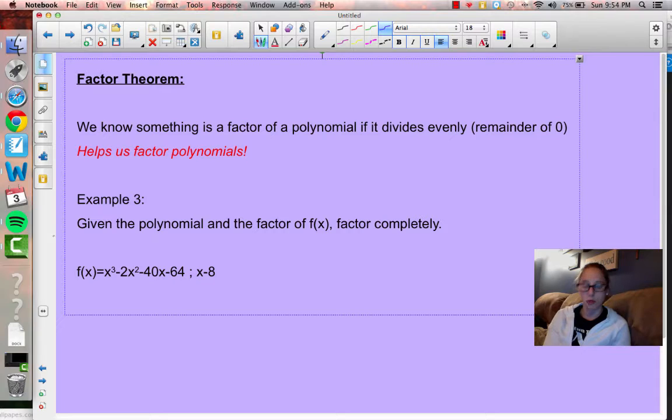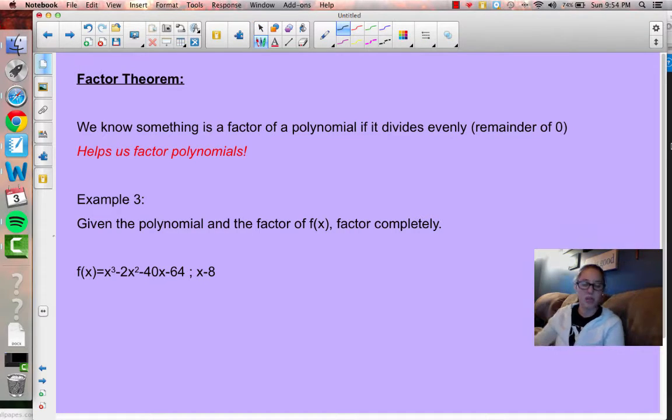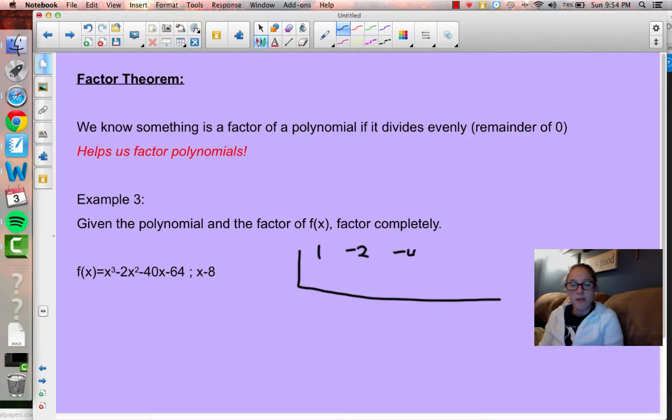So if we look at example 3 here, we have this cubic function, x cubed minus 2x squared minus 40x minus 64. And I am going to tell you that x minus 8 is a factor. So what that means is that it should divide into it evenly. So we're going to use that and go ahead and use some synthetic division just because it's quicker. So I'm going to write my box. I'm going to write my coefficients, 1, negative 2, negative 40, and negative 64. And then I'm going to write my divisor over here, x minus 8, that gets you positive 8.